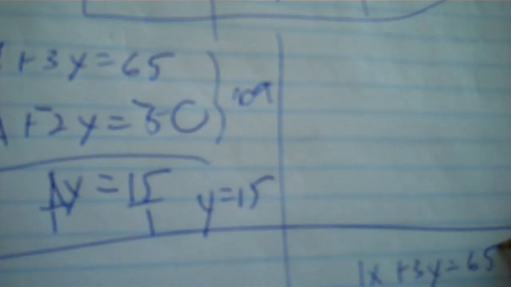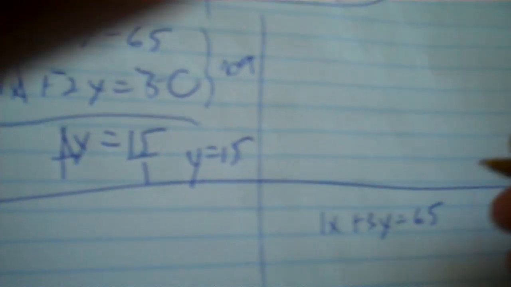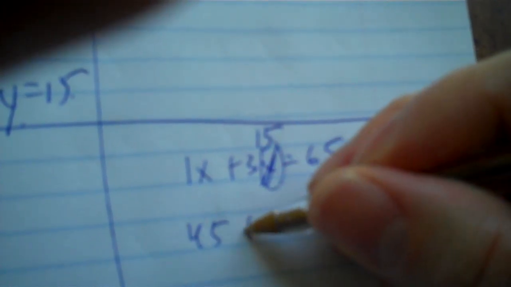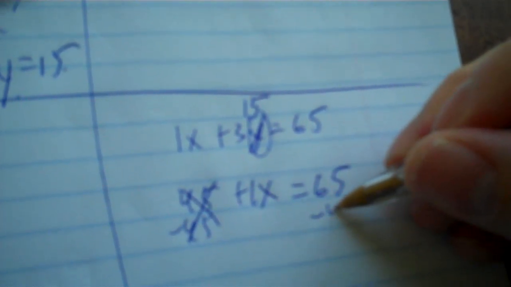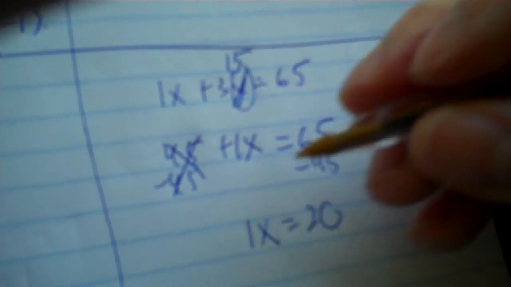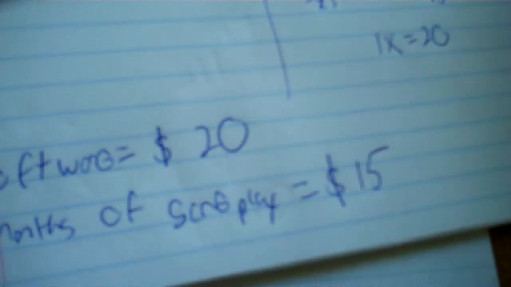Now to find how much a software package costs, you're going to need to use your original top equation, 1x plus 3y equals 65. And we have our answer for y, so get y out and put 15. This is going to be 45 plus 1x. Okay, divide by 1, it's still $20. $20.50.